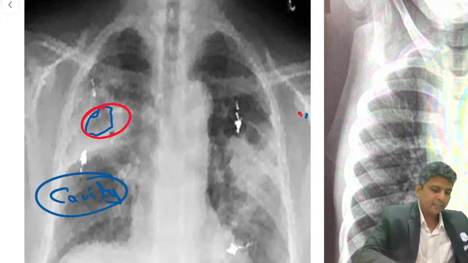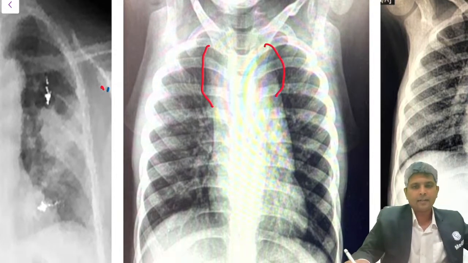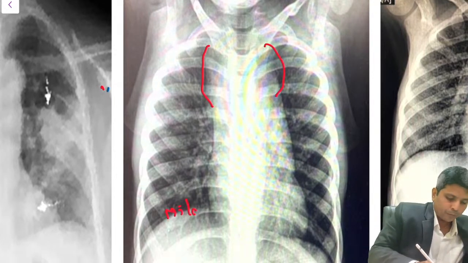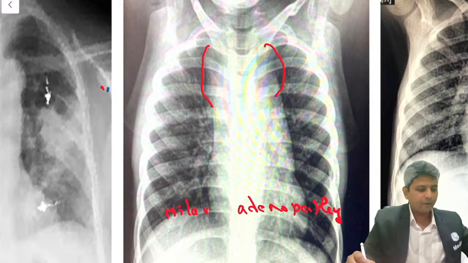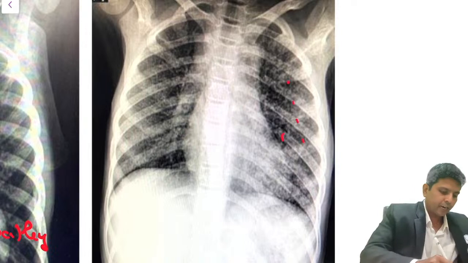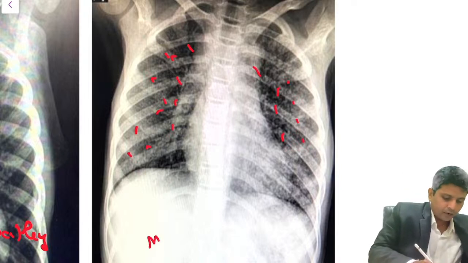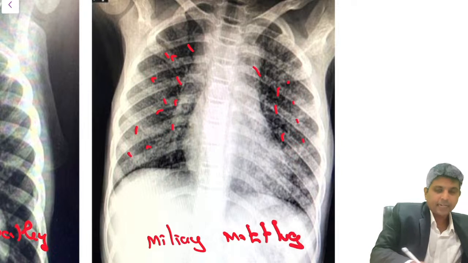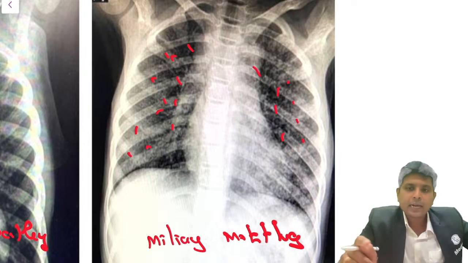Second one, look here, the mediastinum is widened. This is called hilar adenopathy. Third one is multiple numerous nodular shadows. This is called miliary mottling.